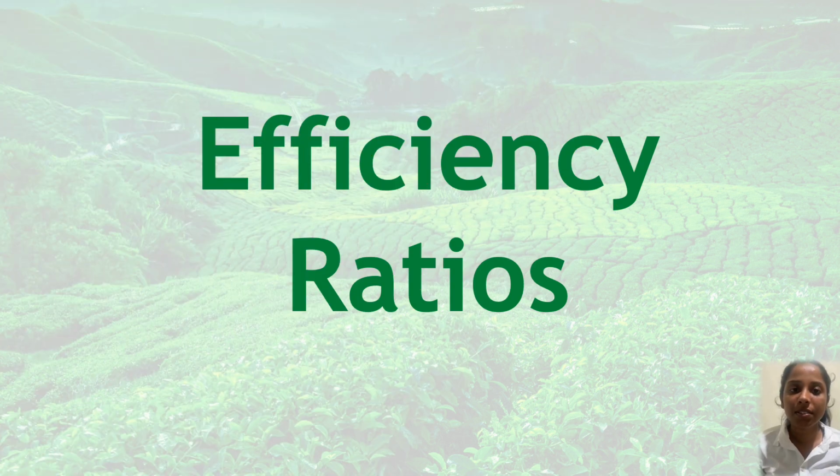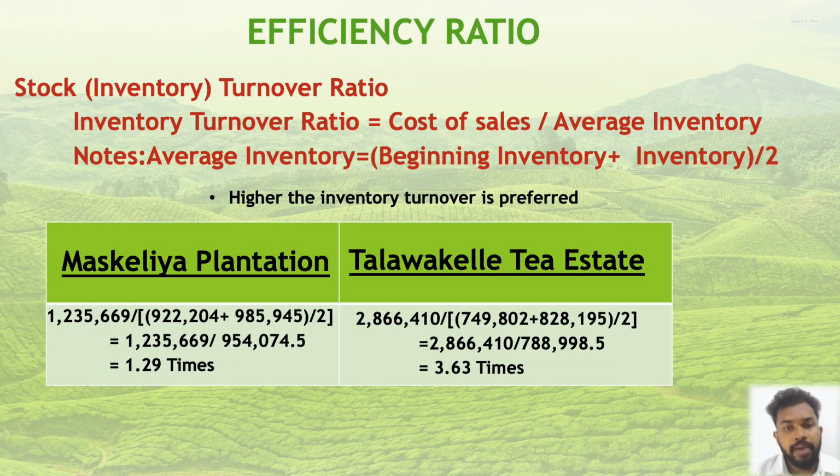Next, we have efficiency ratio. Efficiency ratio is the financial metric that measures how well a company uses its assets or resources to generate income. It might refer to various efficiency metrics like stock turnover ratio, receivables turnover ratio, accounts payable turnover ratio, and assets turnover ratio. In this slide, we compare the stock turnover ratio.